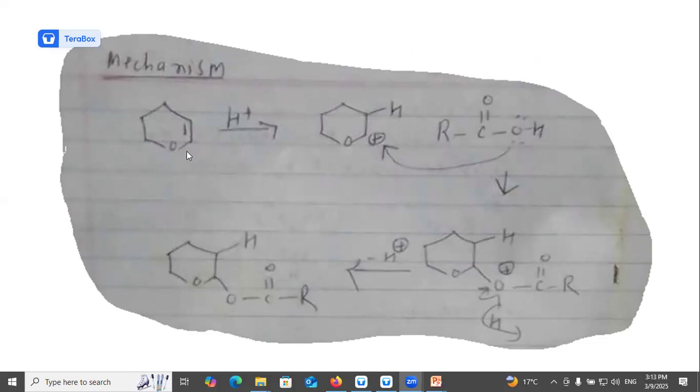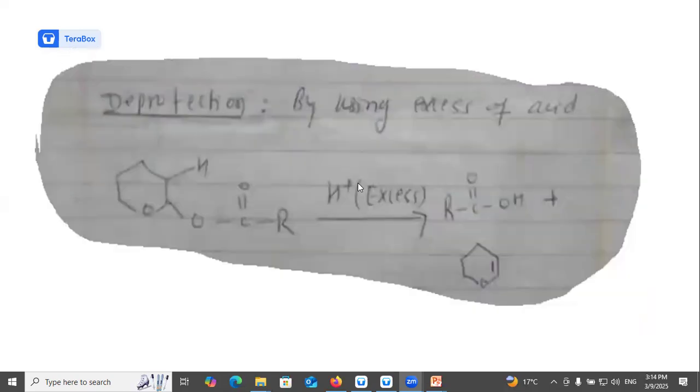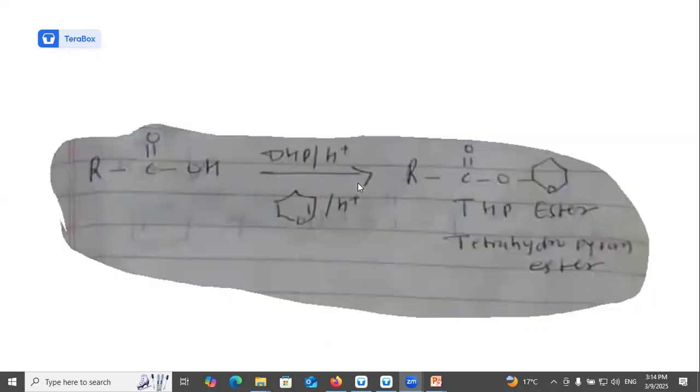Mechanism: when this pyran is attacked by the acid, we will get a plus charge, and the acid has a lone pair on this oxygen in the hydroxyl group of the carboxylic acid, and this electron pair attacks this plus charge, and this oxygen becomes positively charged. The oxygen and hydrogen have an electronegativity difference, so the covalently bonded electrons are attracted toward the oxygen to neutralize this positive charge and remove the hydrogen ion without electrons, and we'll get the tetrahydropyran ester.